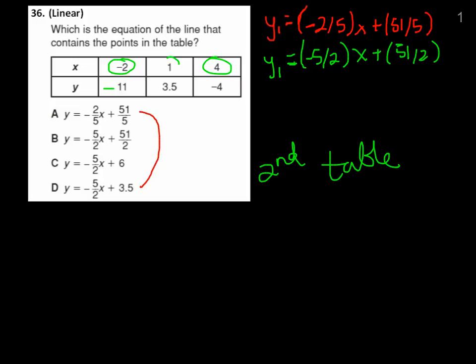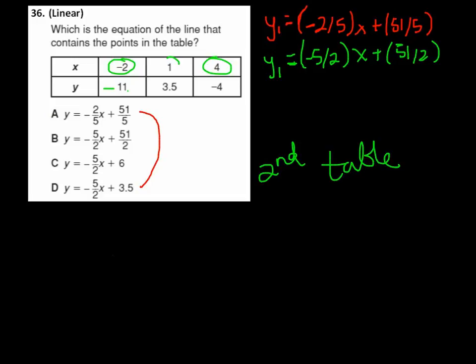Another thing we could do is we could plug in each of these values. Okay, if we do -2/5 times -2 and then add 51/5, does that give us 11? And try each one of those out. So we can do that. Or, last but not least, we can figure out the slope, see which one of those matches, and then find the intercept from there. So that's the one that I'm going to show you in more detail.